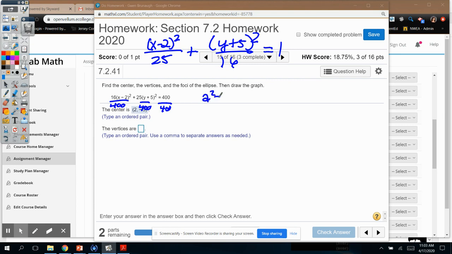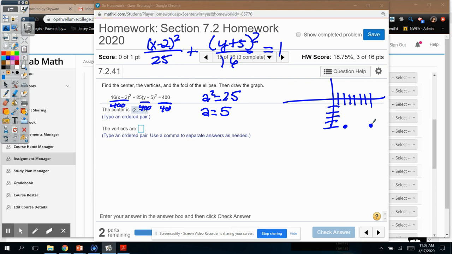So A squared is 25. It's under the X, which means we're going to count 5 in the X direction. So let's do a little sketch to help. 2, -5. X direction, so left to right, and I'm going to count 5.